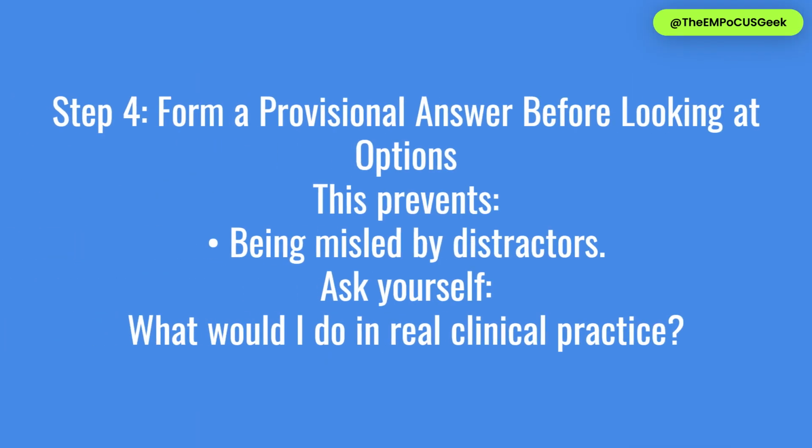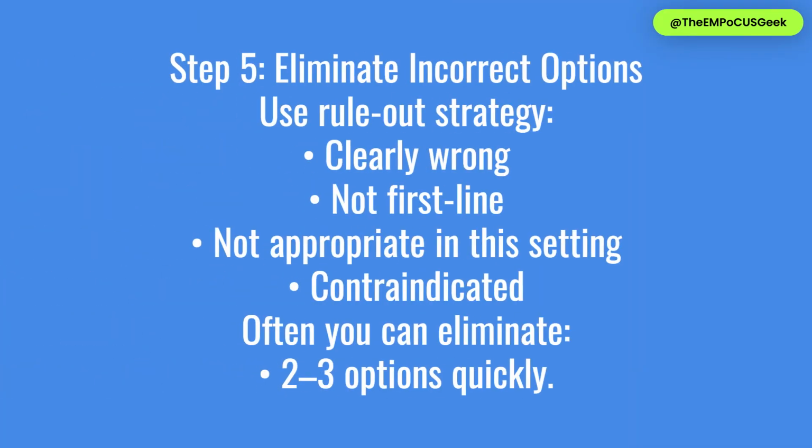Step 4. Form a provisional answer before looking at options. This prevents being misled by distractors. Ask yourself, what would I do in a real clinical scenario? Step 5. Eliminate incorrect options. Use a rule out strategy. Clearly wrong, not first line, not appropriate in this setting, contraindicated. Often you can eliminate 2 to 3 options quickly.